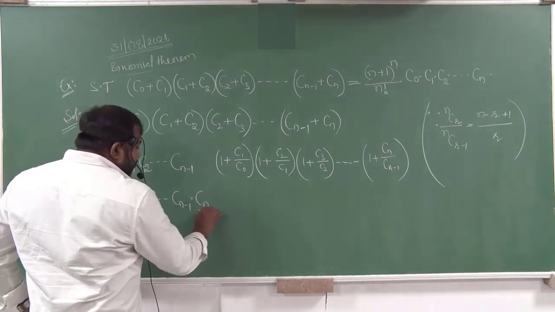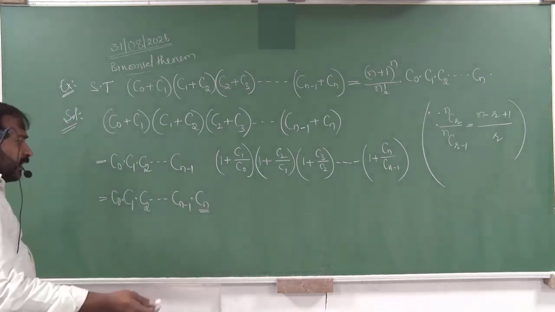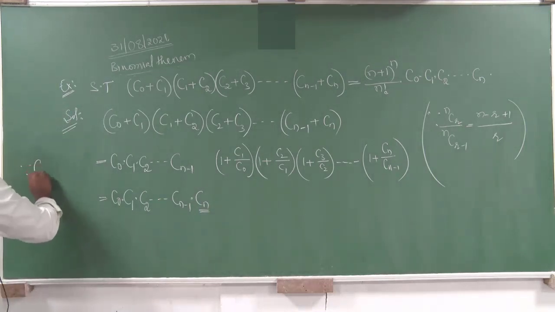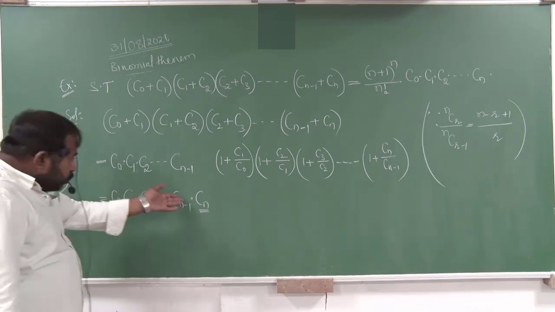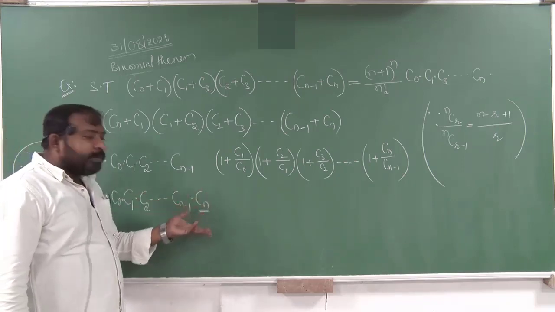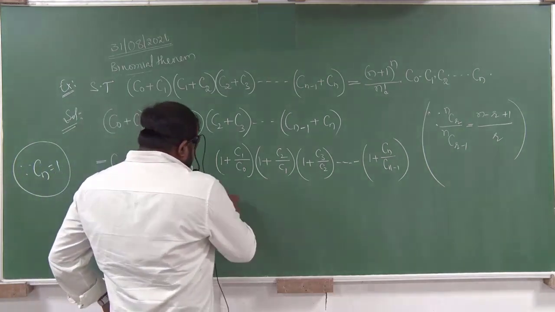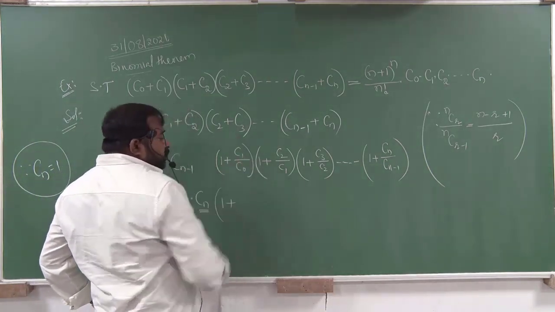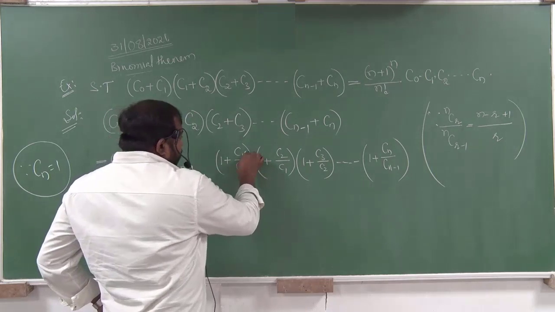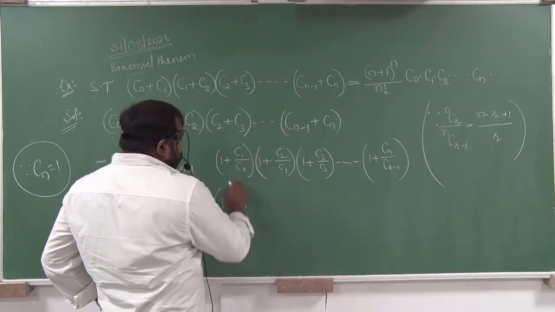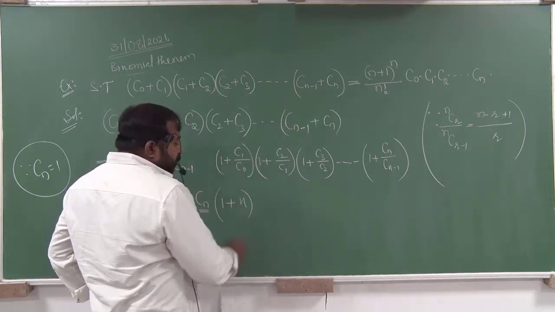Can I write Cn or not? I can write it, since the Cn value will be 1 only. So into 1 I can write. Instead of that I can mention Cn, not a problem. Now tell me, into 1 plus, what is the value for this one? Here nC1 by nC0, 1 plus n you will get.